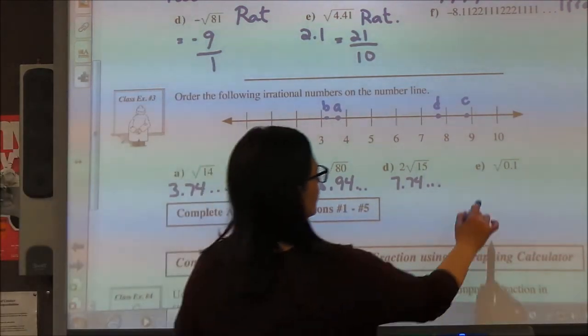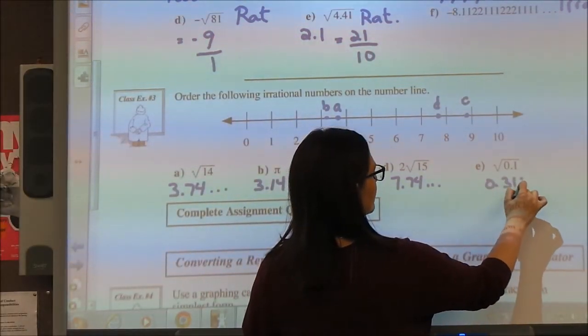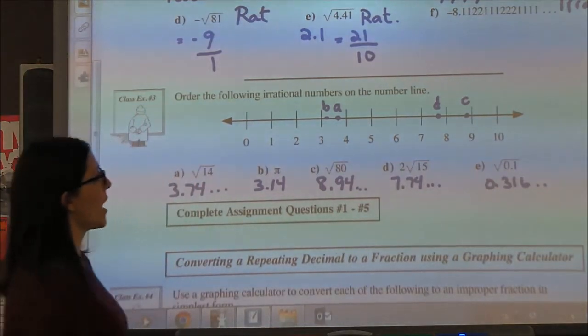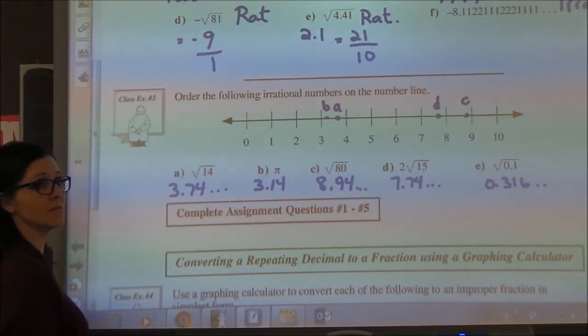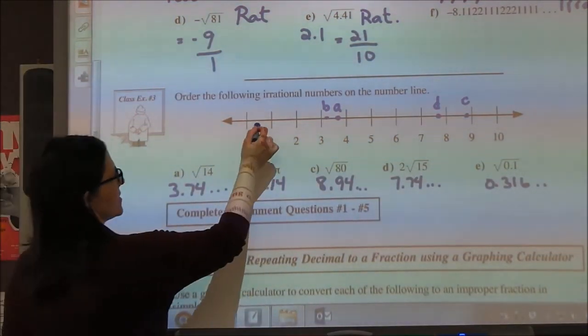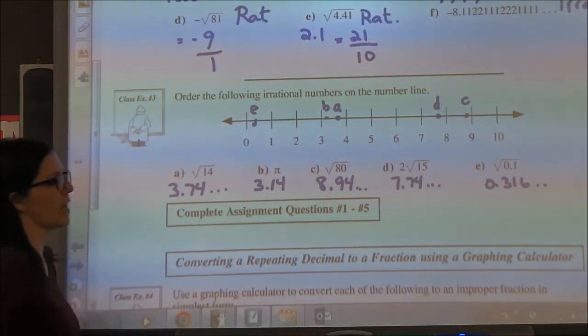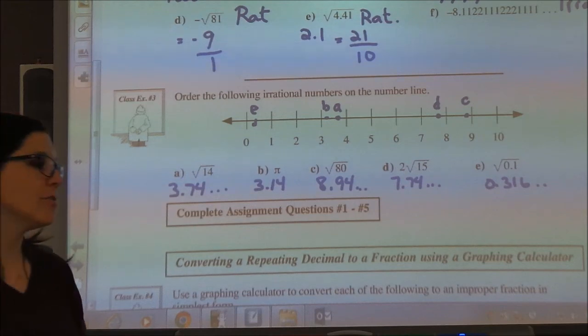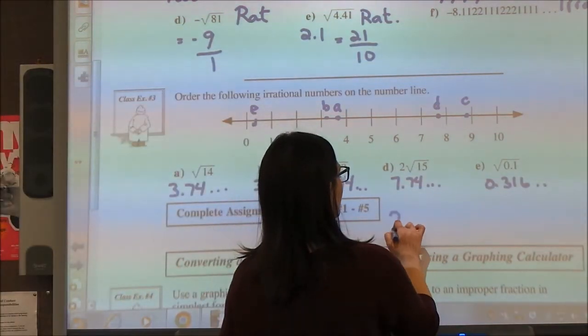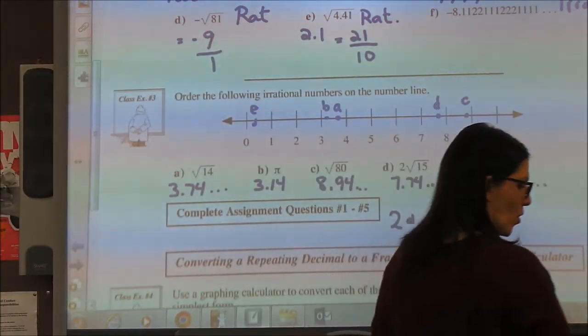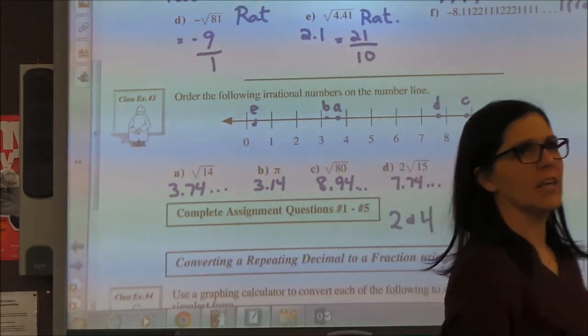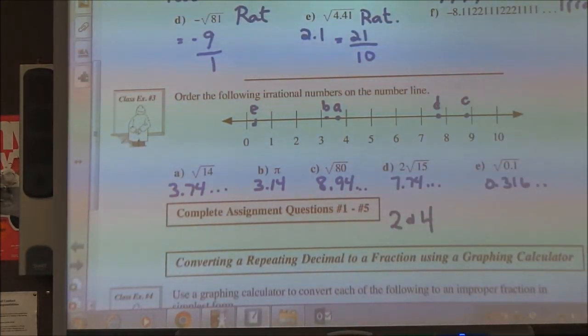0.31. So that would go closer to the 0 than to the 1. Okay? So now what I would like you to do is questions number 2 and 4. And I'll give you about 3 minutes to do that.